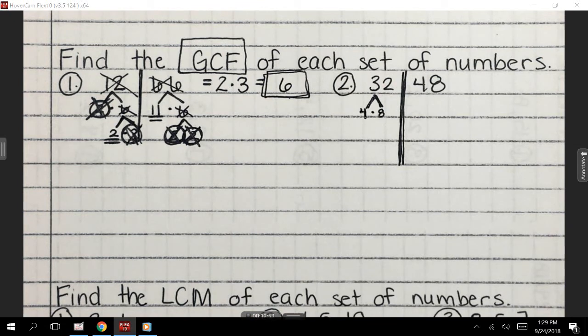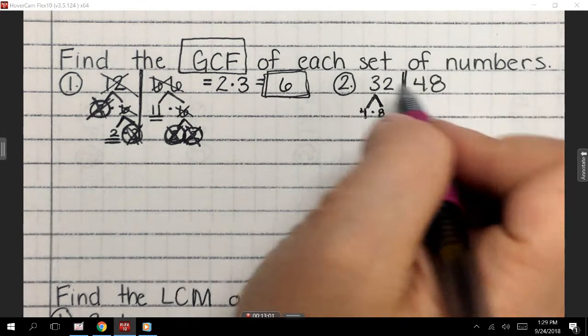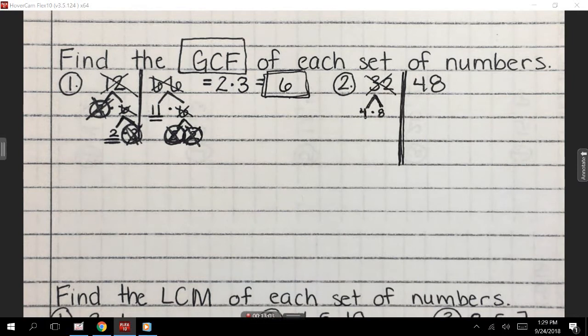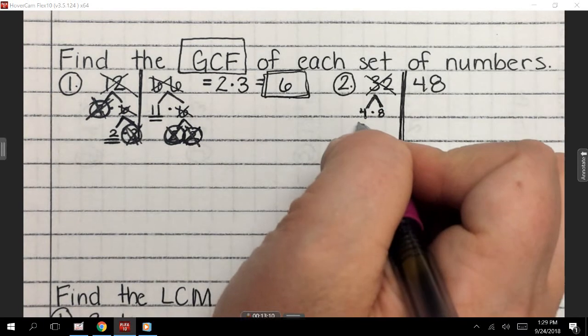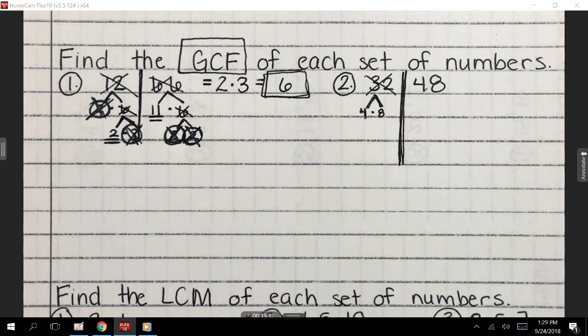So let's work through this side. So I have 4 times 8. Are there any questions on where I got 4 times 8? That's one of those multiplication facts we need to know, right? Okay, so now that I've done that, I'm going to mark out the 32 just so I don't accidentally try to use it. Okay, so now I have the 4. Can 4 split up? Yes.